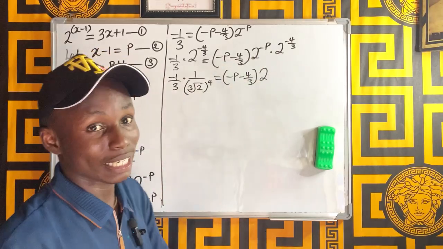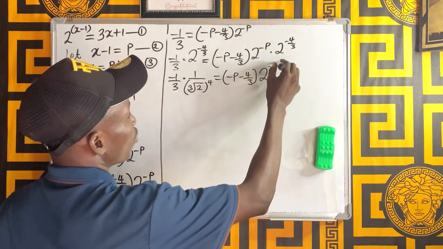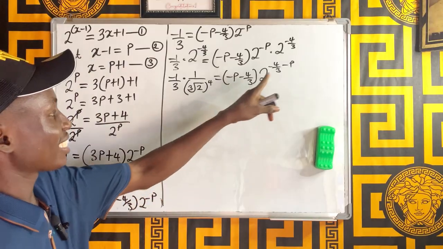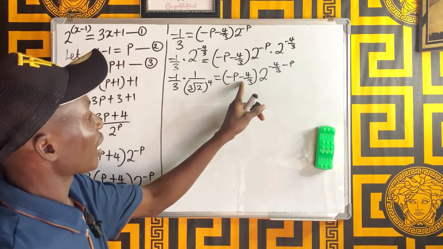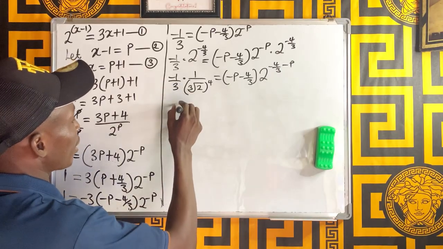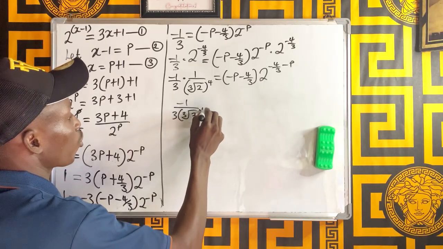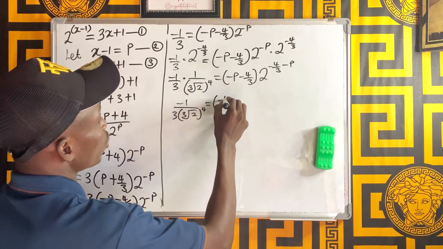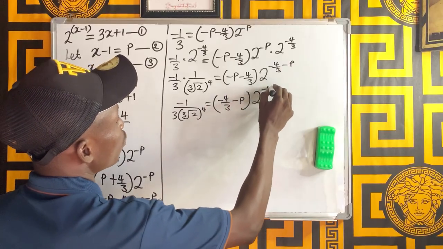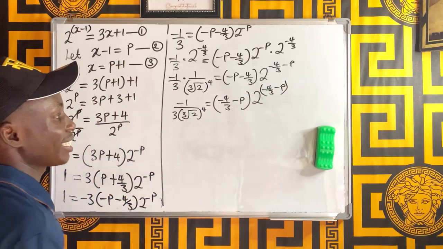Since the bases are the same, we can take a single base and add the exponents, right? So we take a single base and we have minus 4 divided by 3 minus p. Now this and this are equal. They are equal, right? So that means multiply this, we have minus 1 divided by 3 multiplied by the cube root of 2 all raised to 4 is equal to minus 4 divided by 3 minus p, the same thing, multiplied by 2 raised to minus 4 divided by 3 minus p. You can see that this and this are the same.